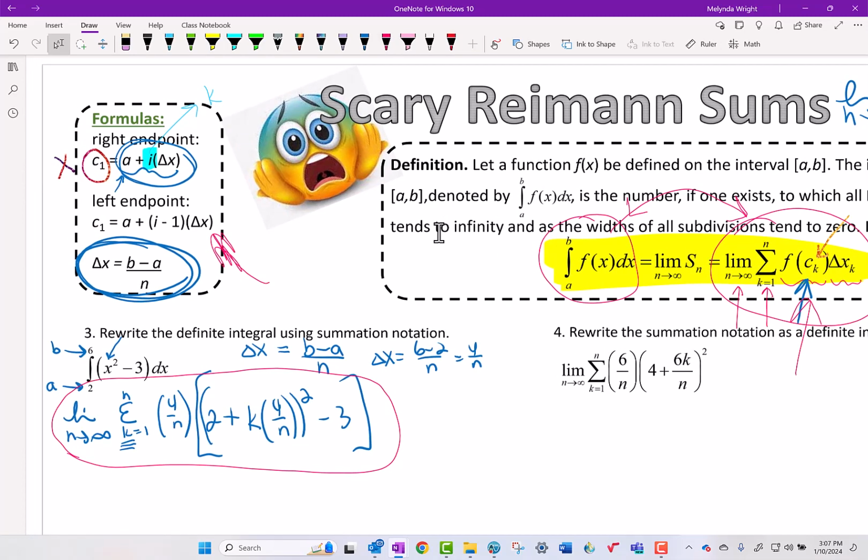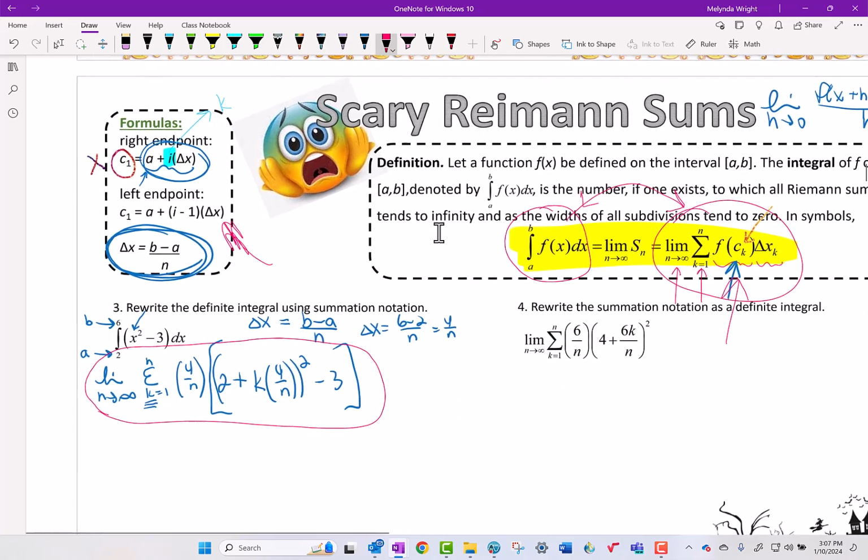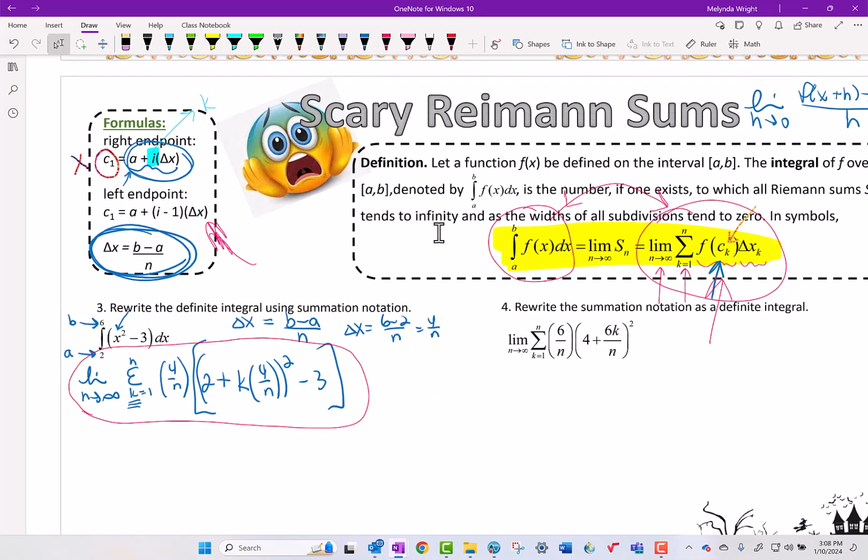Are we okay? So we've gone, how do you know when to use the right endpoint or the left endpoint? If they don't tell you, then always use the right. In the FRQ, that's this next page that I'm not going to do on the video, they want you to use the left. But if they don't tell you, we use the easier one, which is the right. Really, the only difference is plain old K or K minus 1. That's just the difference.